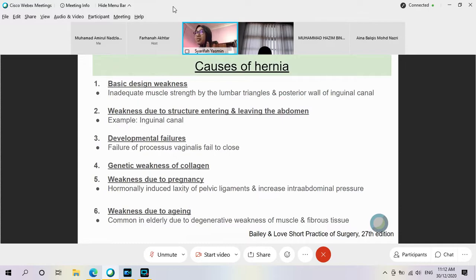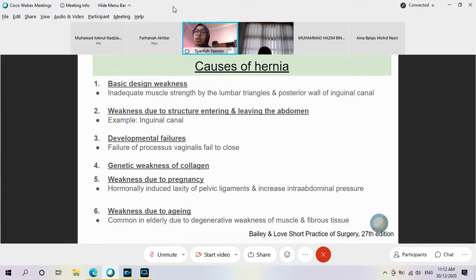So for the developmental failure, this example is the failure of the processus vaginalis to close. As the testis descends, it actually pulls a tube of peritoneum with it. This tube of peritoneum should fibrose and obliterate. But when it fails to fibrose, it causes a hernia to develop.